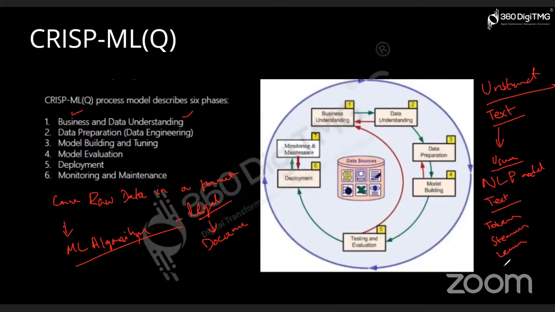Okay, we need to do POS tagging. We need to find named entities. Named entities we might need to find. Okay, various processes we need to follow to convert this unstructured data to structured data.